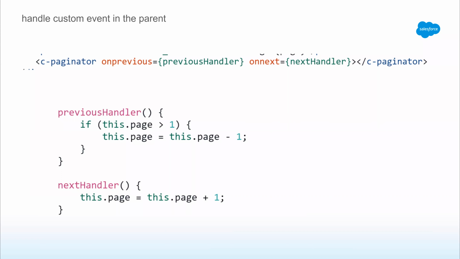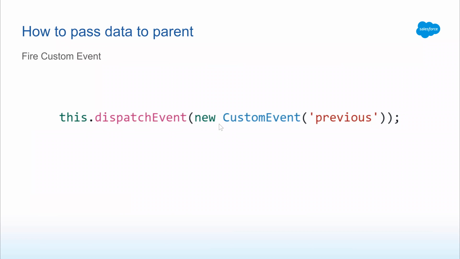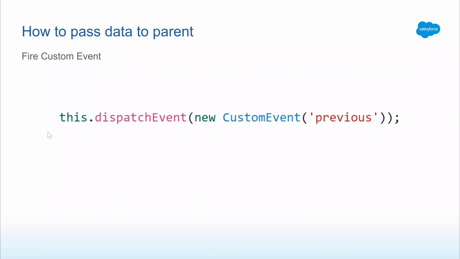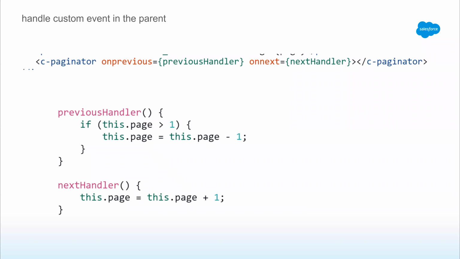So this is how we dispatch an event from a child, and now how do we handle that in the parent. Assume that I'm doing some kind of pagination, and I have a component called paginator, which is firing some event and sending some data to its parent whenever somebody clicks on the previous or next button. With that I want to send the page number or any attribute if it is needed.